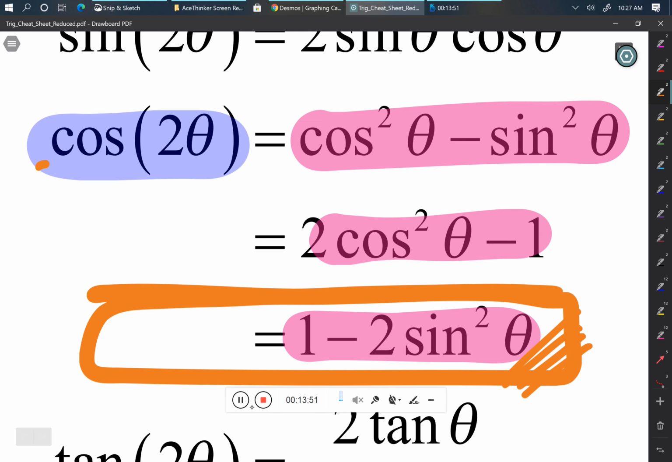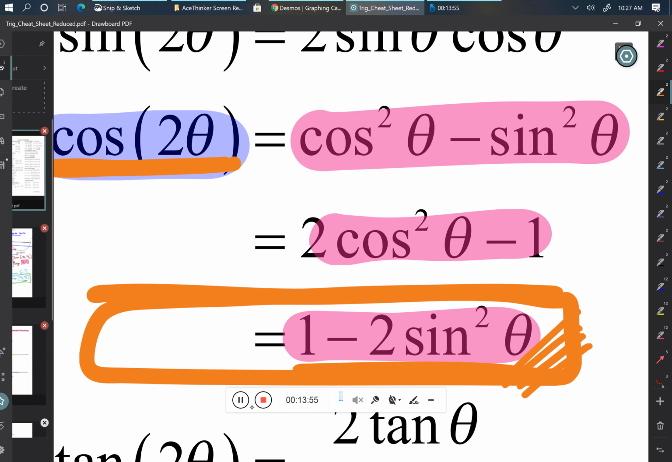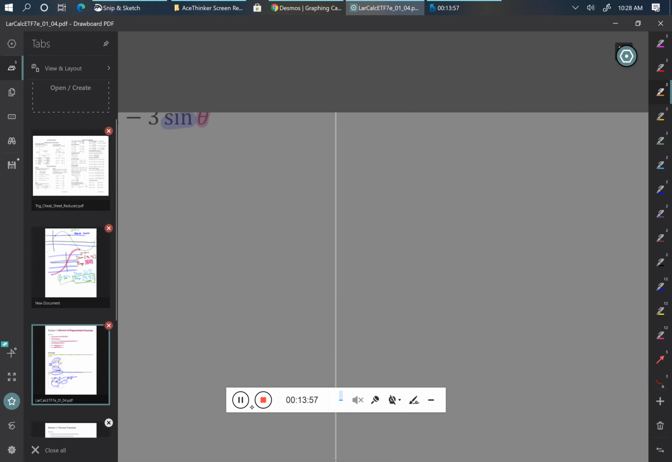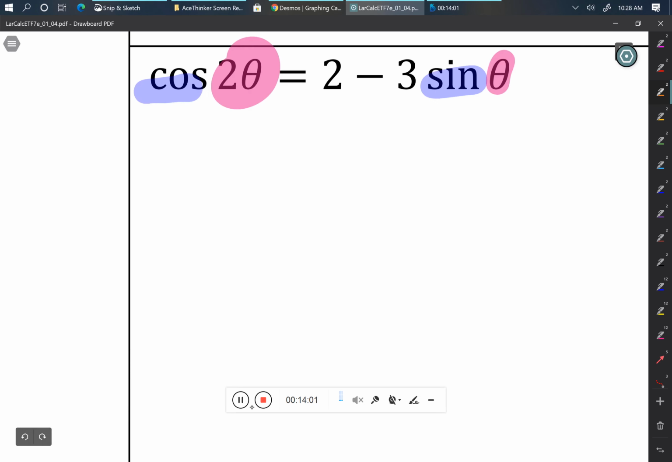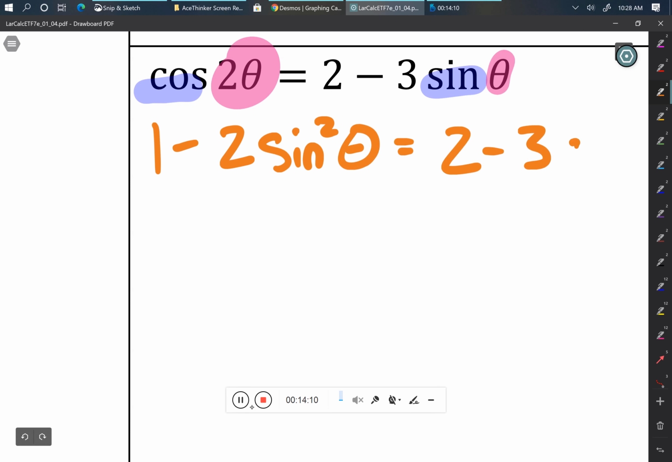So help me remember this. Cosine 2 theta is 1 minus 2 sine squared theta. And that's still equal to 2 minus 3 sine theta.